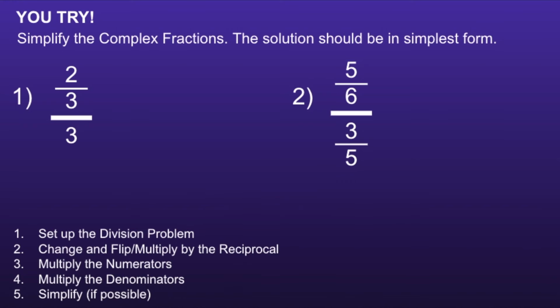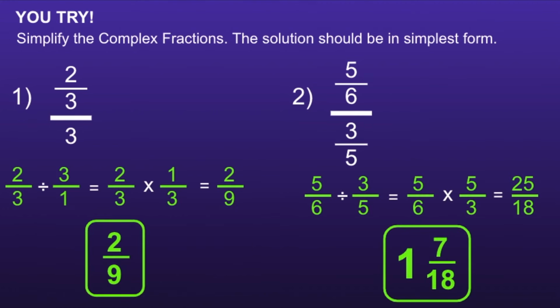All right, let's take a look. 2/3 divided by 3 is equal to 2/9. And 5/6 divided by 3/5 is equal to 1 7/18. If you had either of these incorrect, I would recommend you pause the video now, review your work, and see if you can determine your mistake.